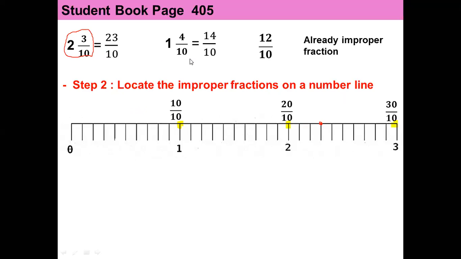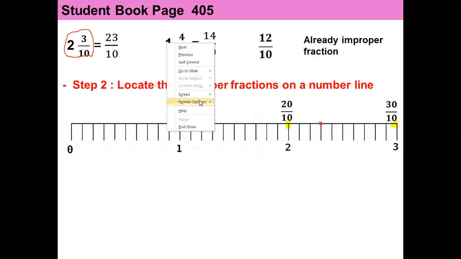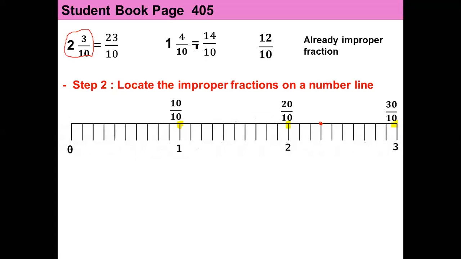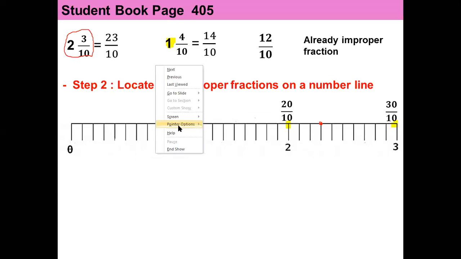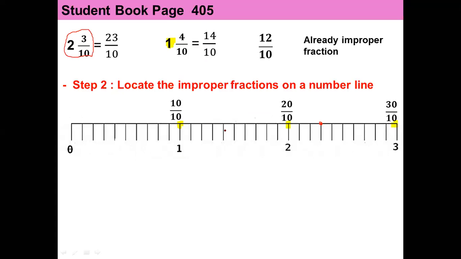Now, 1 and 4 over 10. This is 1. So this fraction will be in between 1 and 2. Because it's in between 1 and 2, I will count after 1 by how many? By 4. 1, 2, 3, 4. So this is the fraction we talk about.